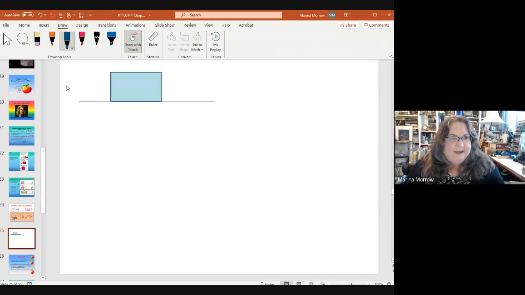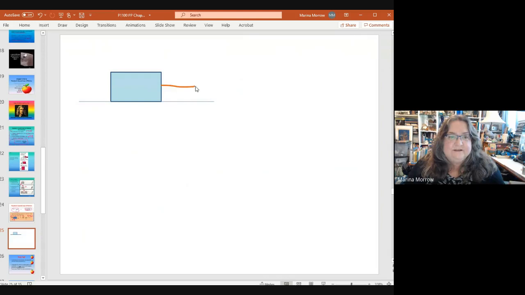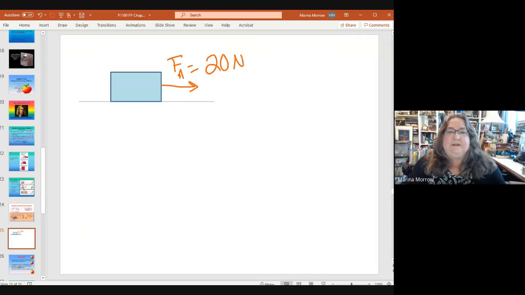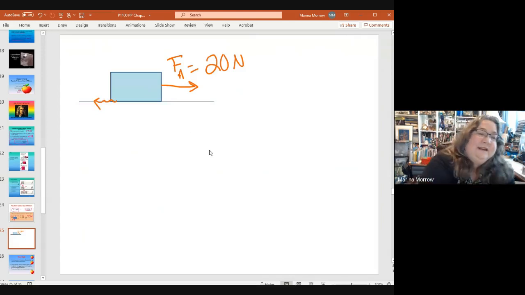Okay, so let's look at this block. So let's say that this block has two forces on it. So we've got an applied force, so someone's pushing on it, and let's make that applied force equal to 20 newtons. But then there's a frictional force. And remember, frictional forces are going to be opposite the motion. So the block is going to go to the right because I'm pushing to the right. But there is a frictional force. And let's say that frictional force is 4 newtons.